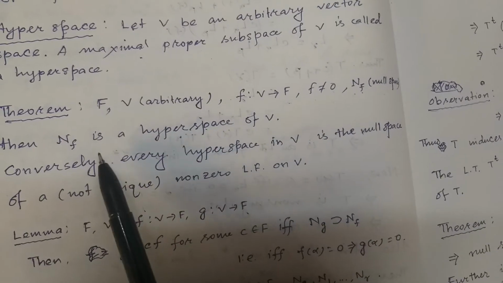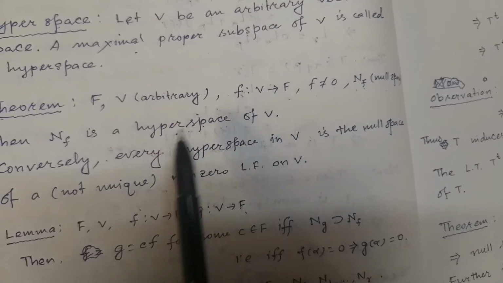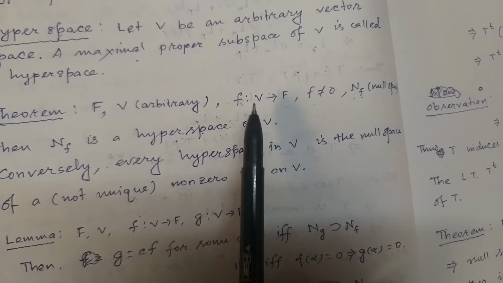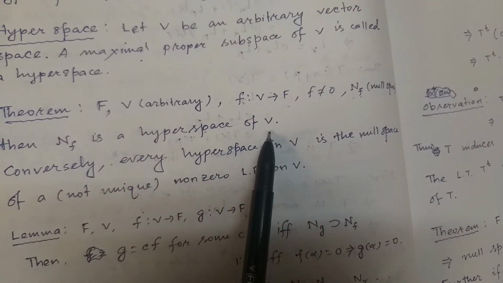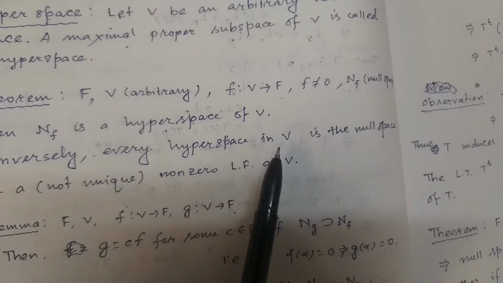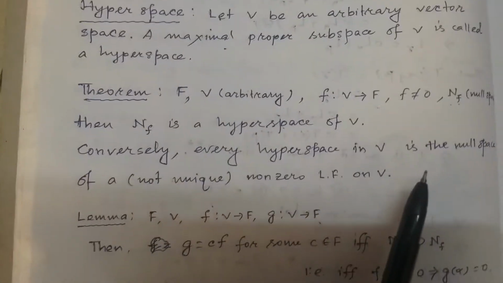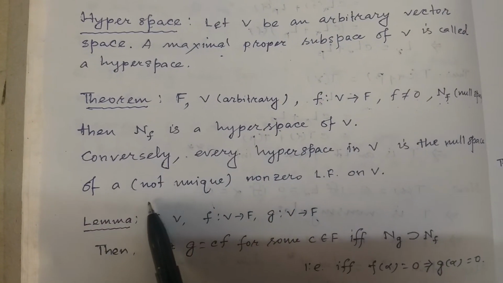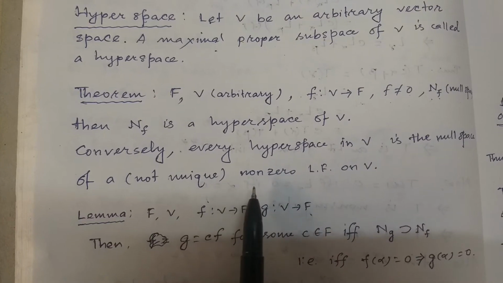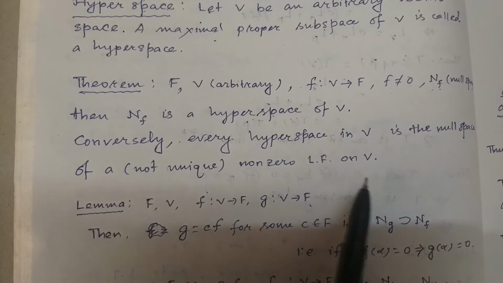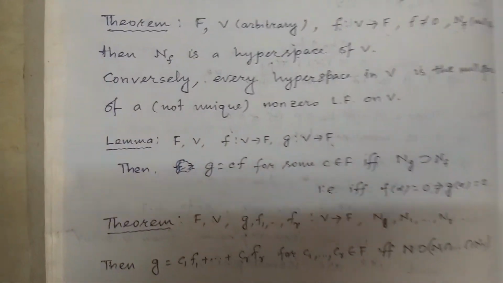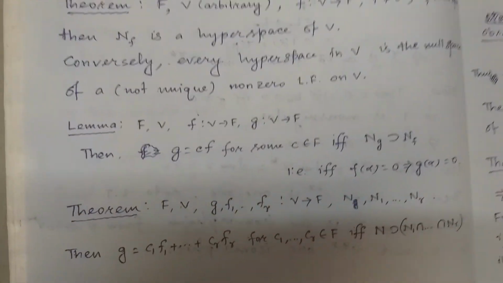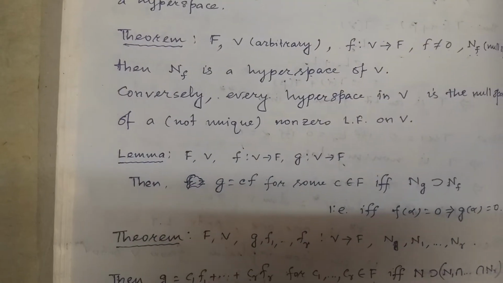The conclusion is that this N_f is a hyperspace of V. So for any functional, its kernel is a hyperspace of V. Conversely, every hyperspace of V is the null space of a non-unique, non-zero linear functional on V. Okay, so in this way you can find a hyperspace of any vector space.